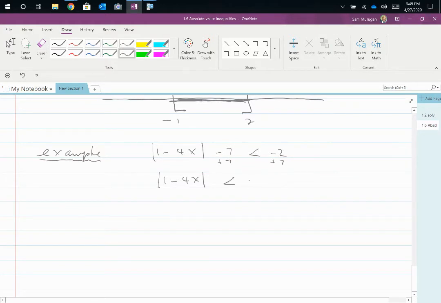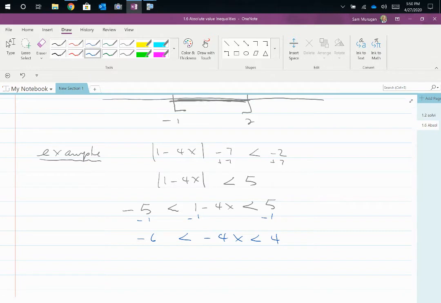To give less than 5. And then we use the theorem to set up our inequality, -5 less than 1 minus 4x less than +5. Next step in the process is to take away 1 to give -6 is less than -4x is less than +4.